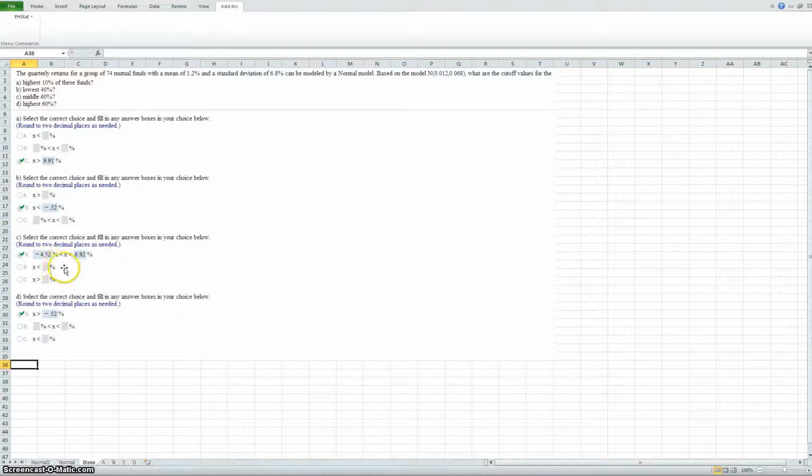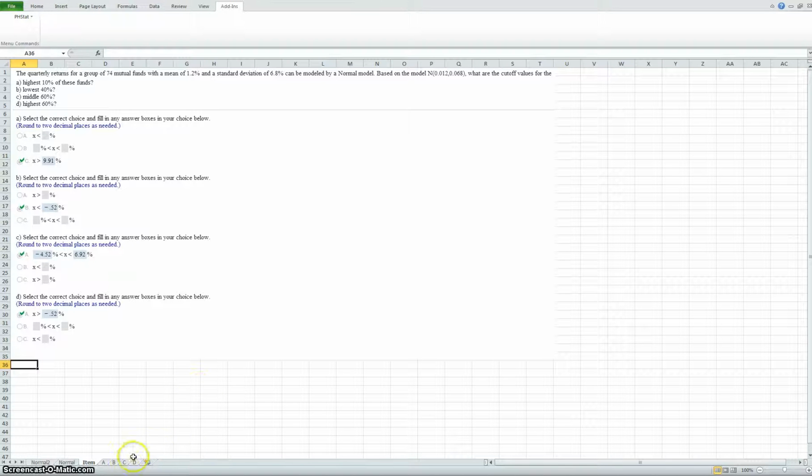So let's use this with C, and it's asking for the middle 60%. Right off the bat, since we're talking about the middle, we know there's a left side and a right side value, so it's going to have to be the one that has two values in it. How do you get those two values? This is a little tricky because it's two parts. There is a range function within PH-Stat that should solve this problem, but it doesn't work all that well. So you just kind of have to repeat your steps twice.